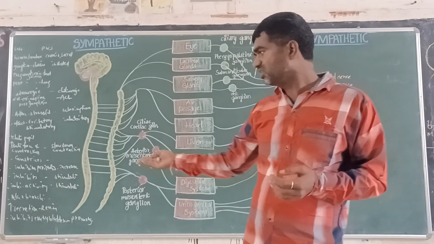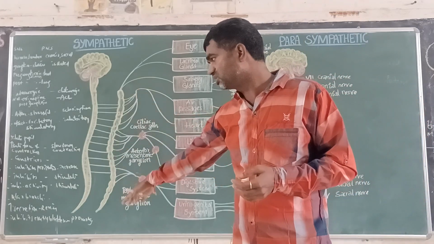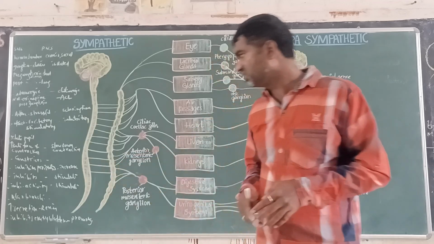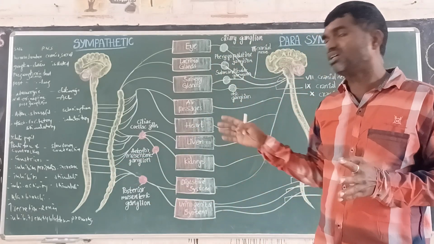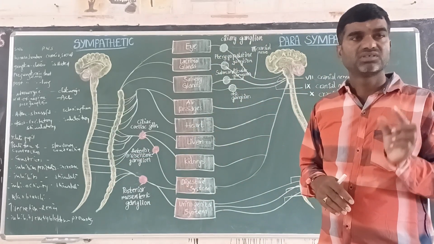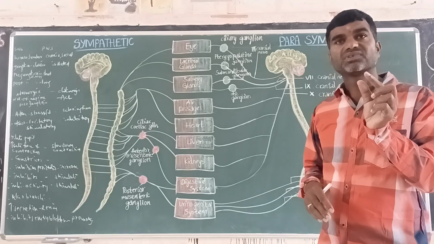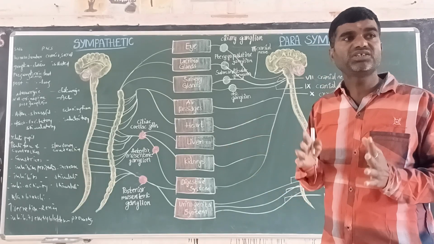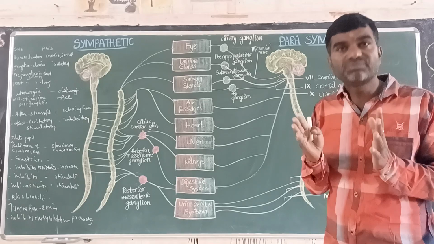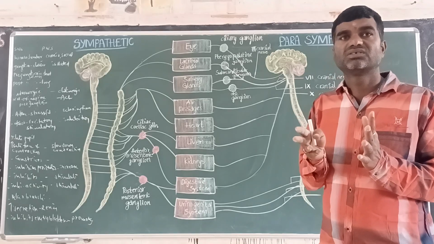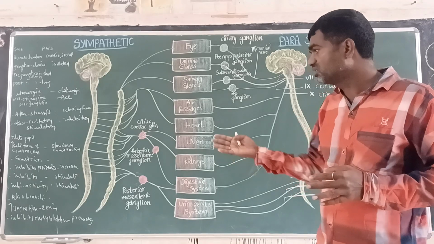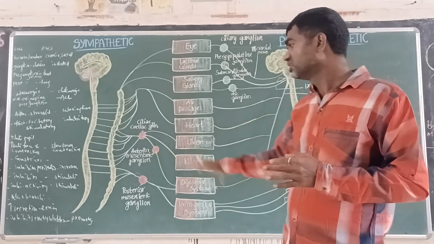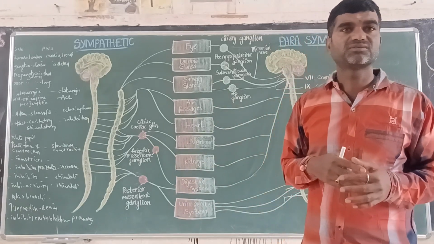And the kidneys in the sympathetic nervous system. If you see here, it increases the secretion of renin in the kidney. Renin is a kidney protein. It increases the secretion of renin in the sympathetic nervous system. And the parasympathetic nervous system decreases the secretion.